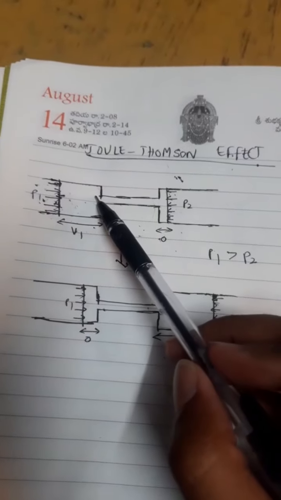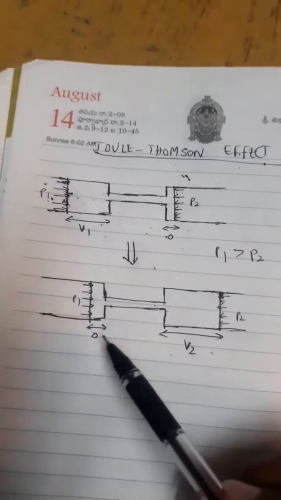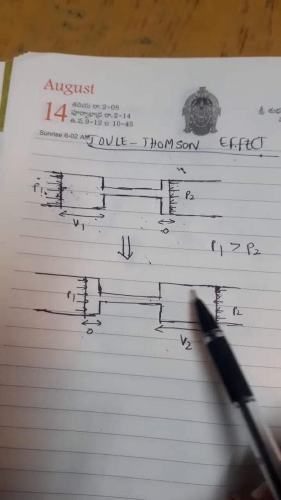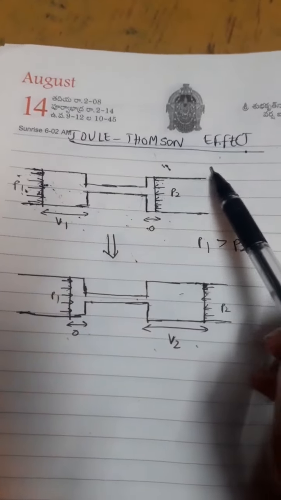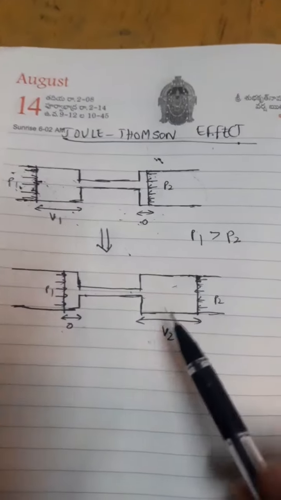Initially the gas in this cylinder was at a volume V1, and finally it has reached a volume of 0, and the full gas has expanded into this piston. Initially in this cylinder the volume of the gas was 0, and in the final stage the volume is V2.